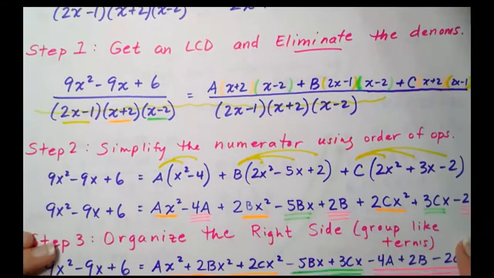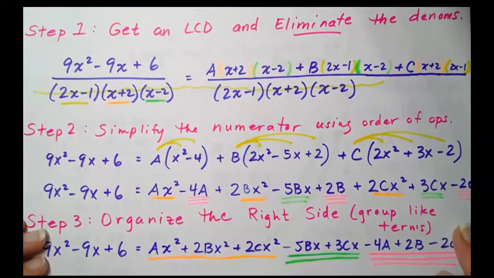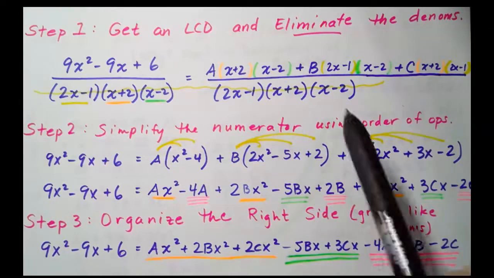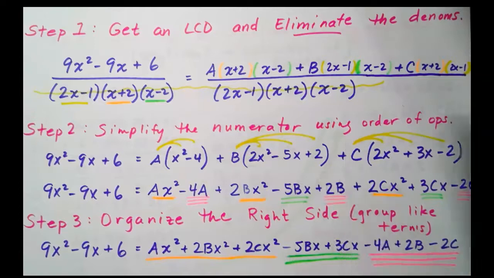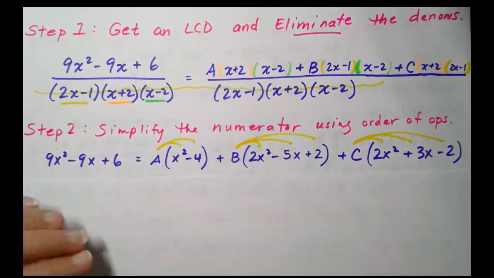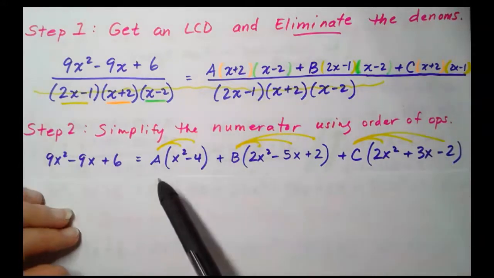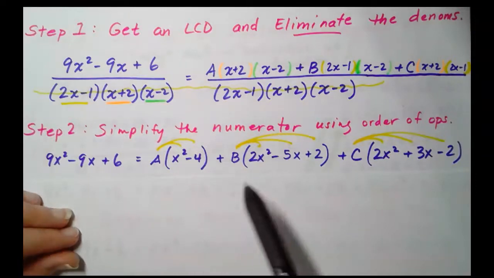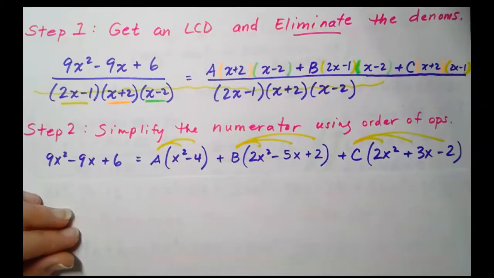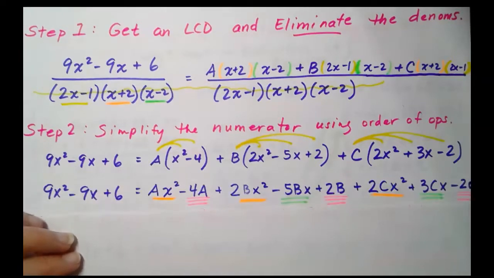So, step 2. Simplify the numerator using order of operations. Now, obviously with this much algebra going on, I think I'll even take the opportunity to cover up some more of the problem just so it's not overwhelming. So if we're using order of operations, we've got to distribute the A, distribute the B, and distribute the C. And that's going to take us to this next step.